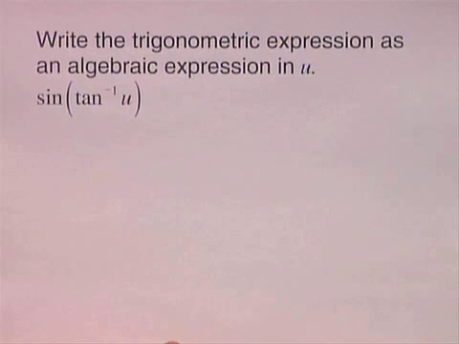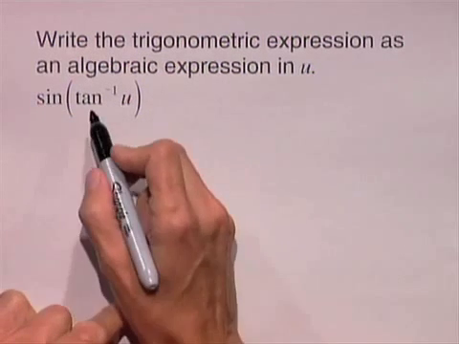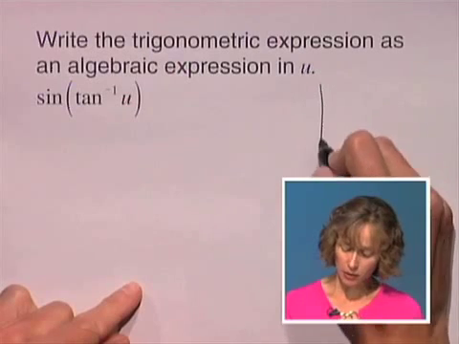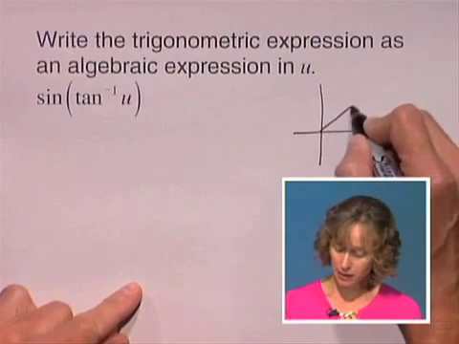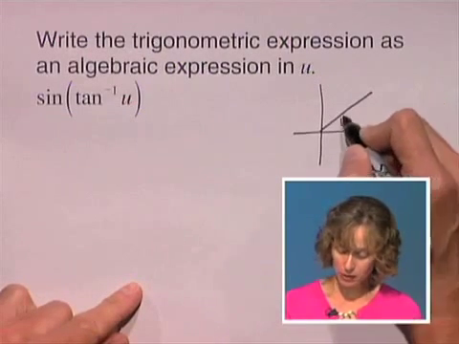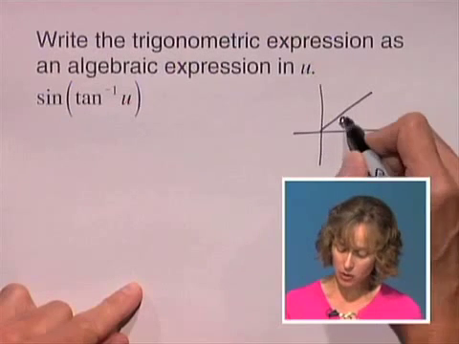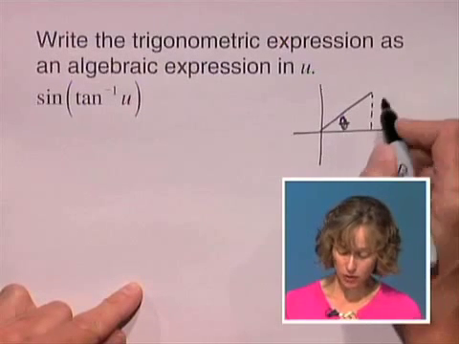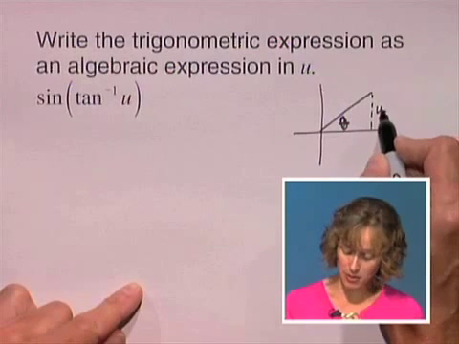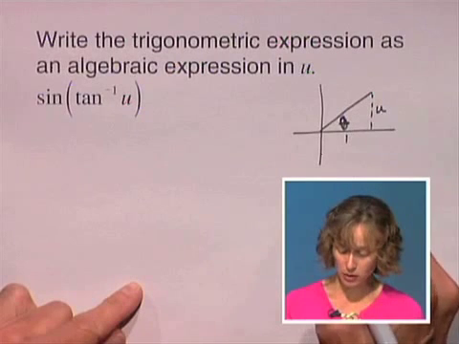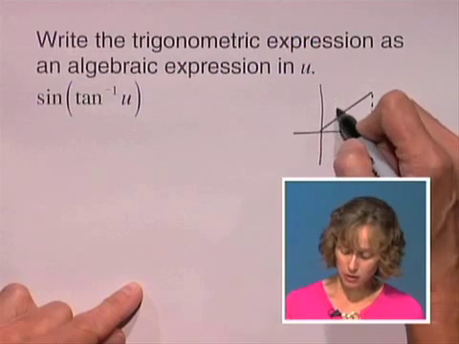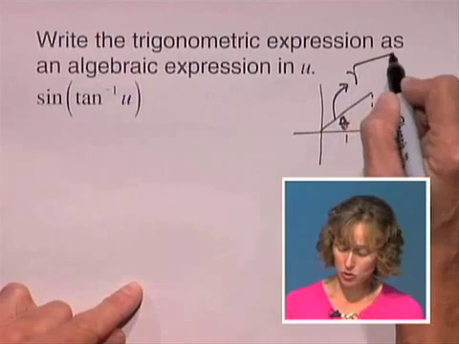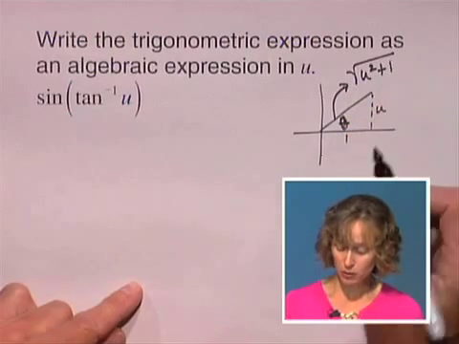We want to write the trigonometric expression as an algebraic expression in u, and what we have is the sine of the angle whose tangent is u. So I'm going to sketch an angle in quadrant 1 just to use as a guideline. Actually, call it some angle theta, it's not u itself, and set things up so that the tangent of theta is u. So make the side opposite u and adjacent 1. Then using the Pythagorean theorem, the hypotenuse will be the square root of u squared plus 1.